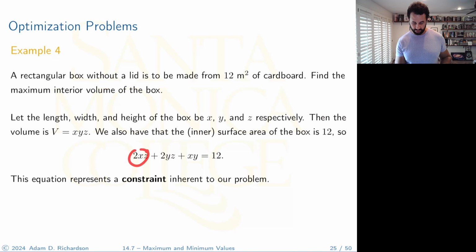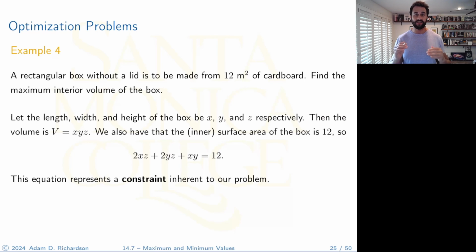So you get two faces that are x times y in terms of area, two faces that are y times z in terms of area, and then one face that is x times y in terms of area. This is the bottom of the box, and these are the four walls. And what we know is that the inner surface area of the box has to add up to 12. So this equation here represents a constraint that's inherent to our problem.